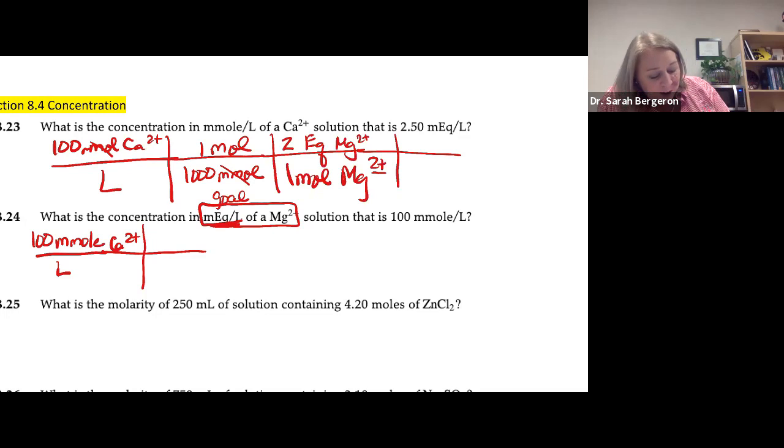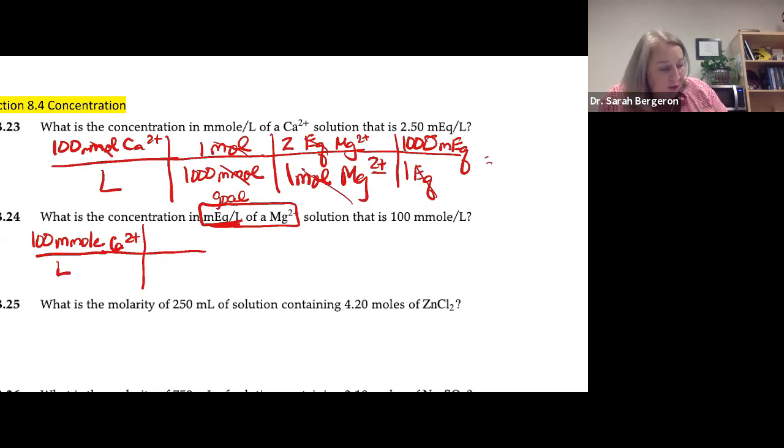So I have to say in 1 equivalent, I have 1,000 milliequivalents, right? So my equivalence changes. So I've got milliequivalents per liter. Well, that's what I want to be in, right?